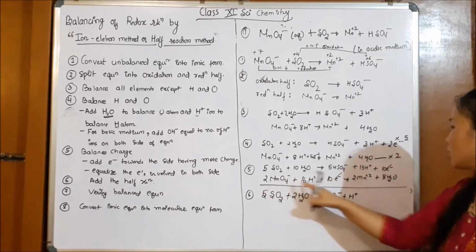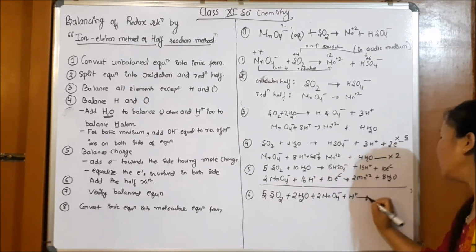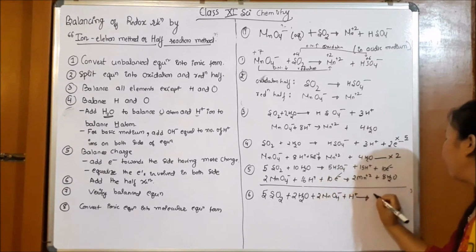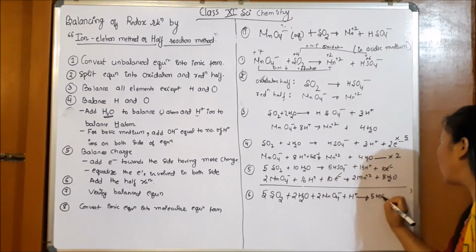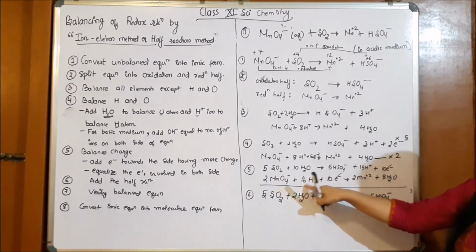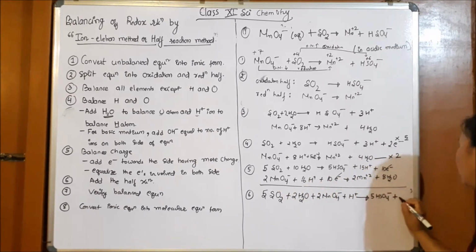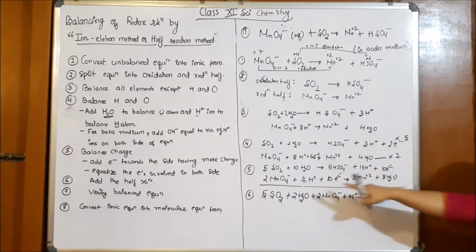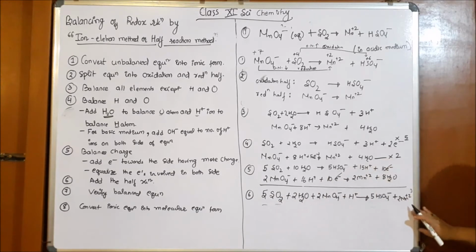Then अरु कोही छ छैन right. Then arrow र right side मा को छ 5HSO4 minus यो H plus आइन हामीले घटाइसक्यो right. अर्को को छ 2Mn plus 2. Okay, water पनि हामीले घटाइसक्यो. So this is your balanced equation.